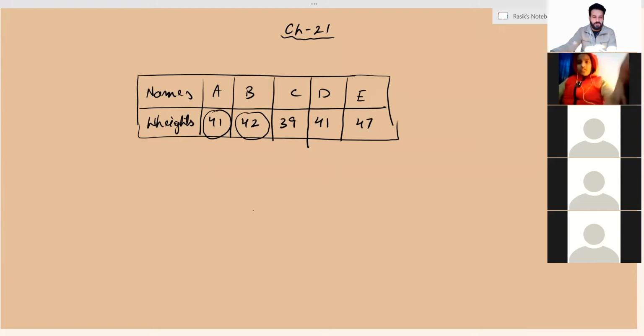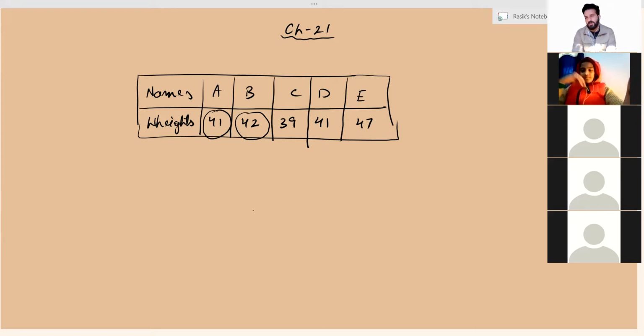The frequency of the number 42 is 1. Frequency of 39, all of you, what is the frequency of 39? 1. What is the frequency of 41? 2, because it is coming 2 times, so we will say that its frequency is 2. Okay, so this is known as frequency.